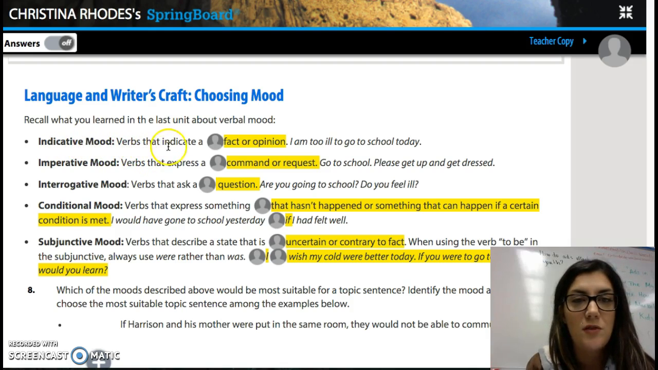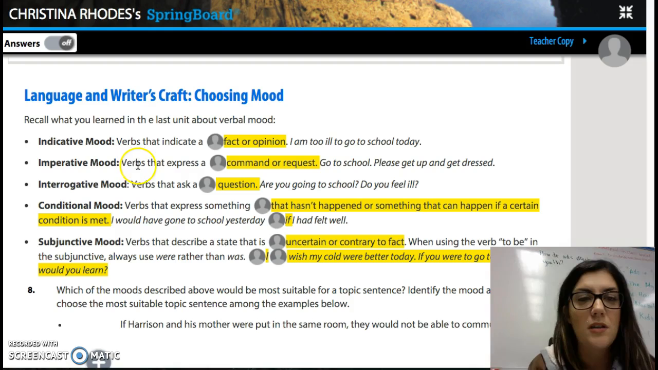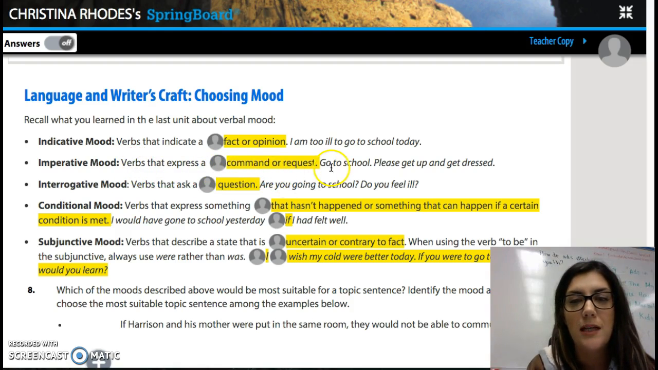Indicative mood, this is verbs that indicate a fact or opinion. Please underline or highlight fact or opinion. Like, I am too ill to go to school today. That is a fact or opinion. Please read indicative mood to your shoulder partner. Okay, number 2, imperative mood. Imperative mood is verbs that express a command or request. Like, go to school. Please get up and get dressed. You're commanding them or requesting them to do something.